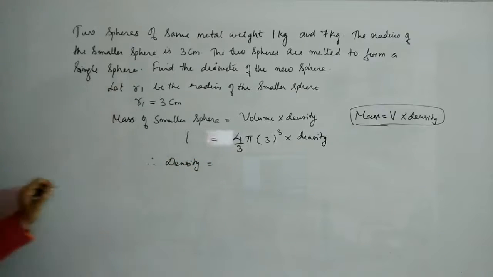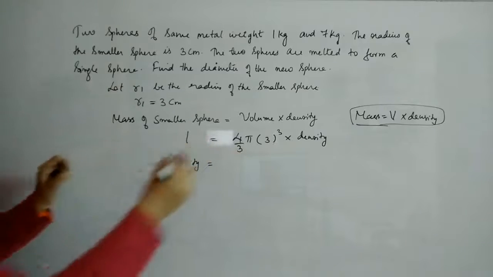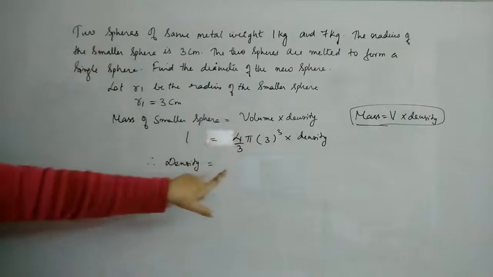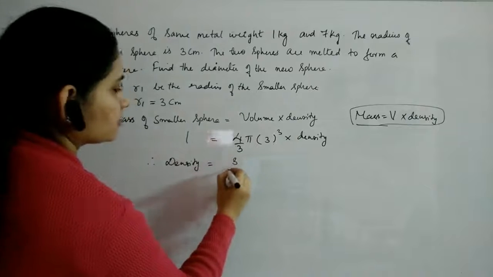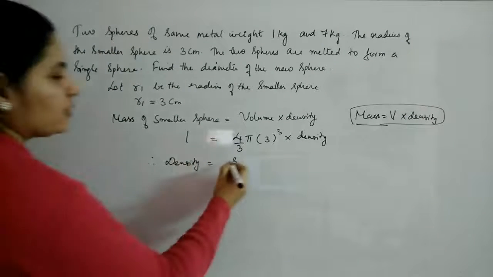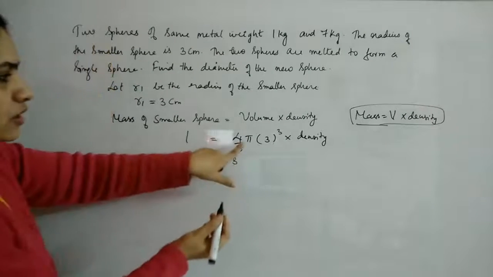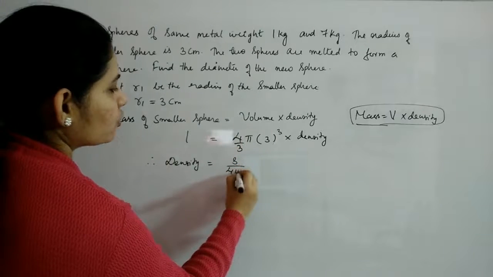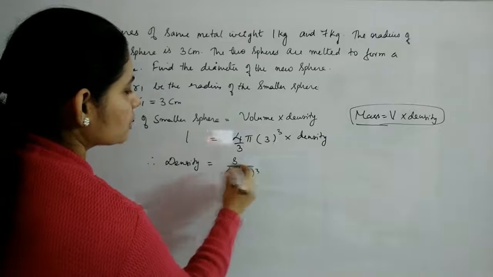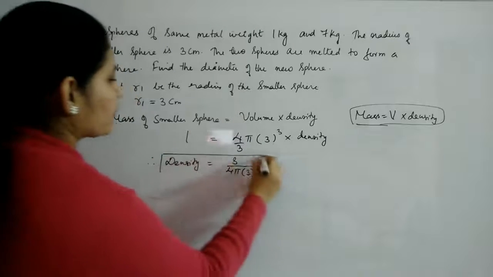Therefore, density is equal to 1 by of this. One thing will get cancelled, and the thing which you will get as the remaining part. Here you are getting... Now what will be the density? It will be the reciprocal of this. This will come here, so you will get the reciprocal of this thing, that is 3 by 4 pi into 3 cube. This is the density, right?